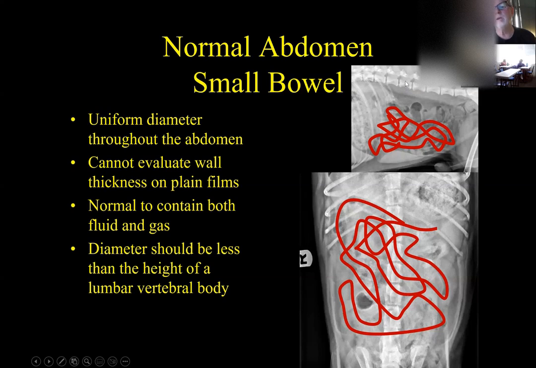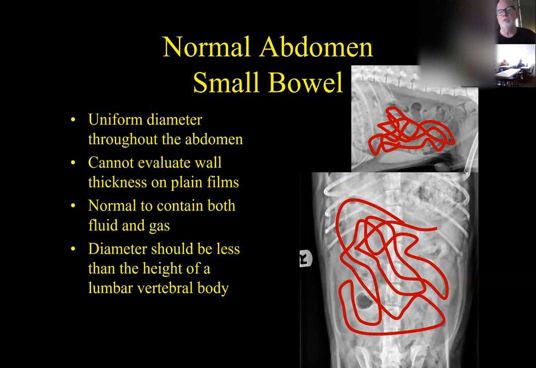Okay. So that's from here to here. The small bowel loops should all be less than that height. You don't want to measure from the ventral aspect of the vertebral body up to the dorsal spinous process. That's cheating. Okay. So you measure just the body itself, which is this rectangular looking part here. So from here to here, the small bowel loop should be less than the height of one vertebral body.